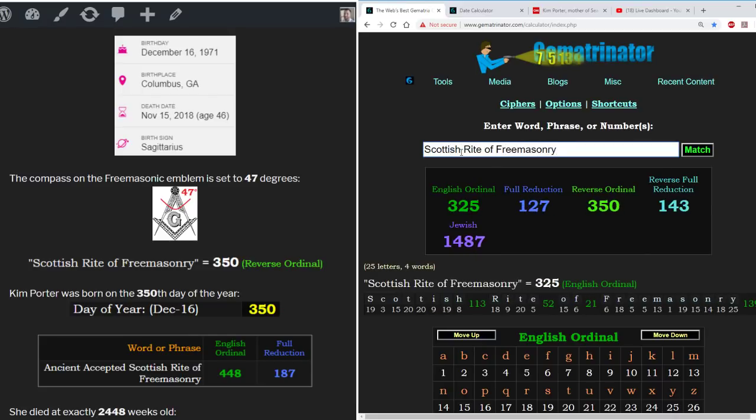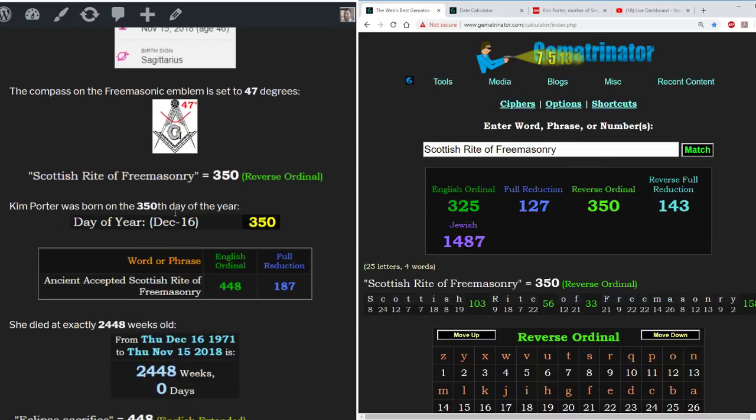In the reverse alphabetic order, Scottish Rite of Freemasonry sums to 350. Kim Porter's birth date of December 16th falls on the 350th day of the year.